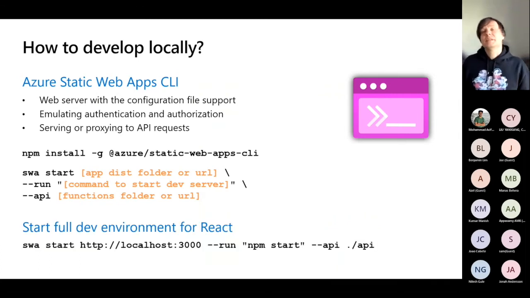For example, the command you see at the bottom of the slide is a full-scale dev environment for, let's say, a generic React application, a React application created by CRA, the Create React App library. So by running this command, you will run a static web server, you will run the functions runtime, you will run all the mocks needed for authentication. So literally, this will mimic the environment you have in the cloud, but locally on your machine.